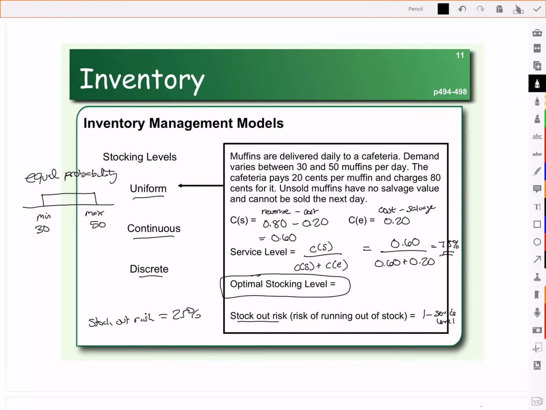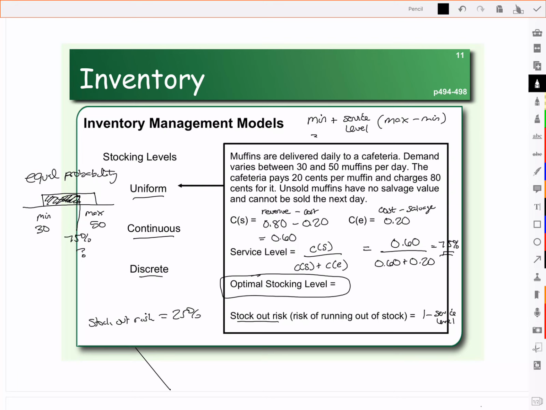Our optimal stocking level is how many muffins we're going to need to have on hand. We want to have enough 75% of the time. So if this rectangle here represents our distribution, we want to find what is that number of muffins so that we have enough 75% of the time. So we need a formula. The formula for a uniform distribution is your minimum plus your service level times the difference between the maximum and the minimum.